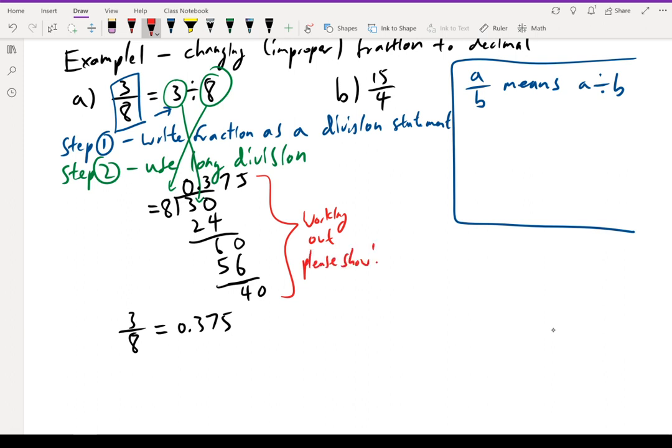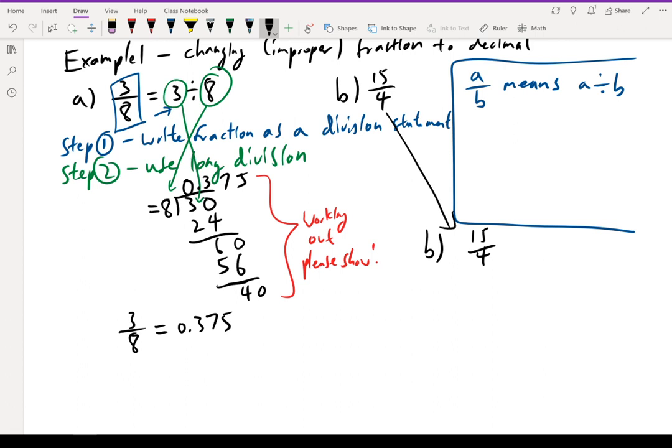So moving on to B, this time we have an improper fraction, but it's still the same. Step 1, we write the fraction as a division statement. So let me do my part B over here. So 15 over 4. Step 1, let's write it as a division statement. So that is equal to 15 divided by 4.